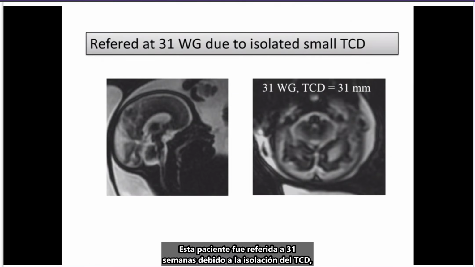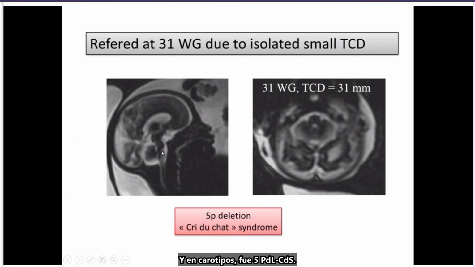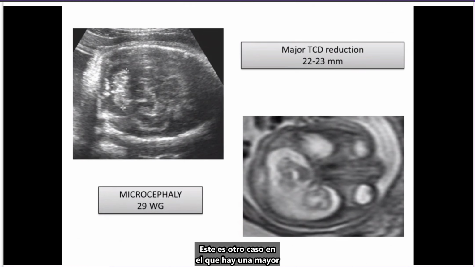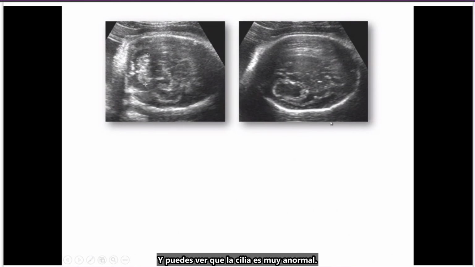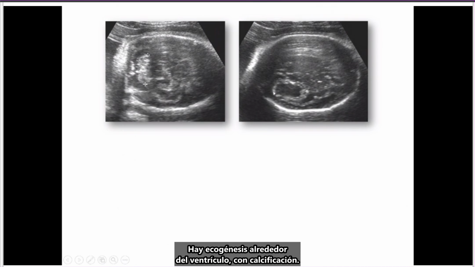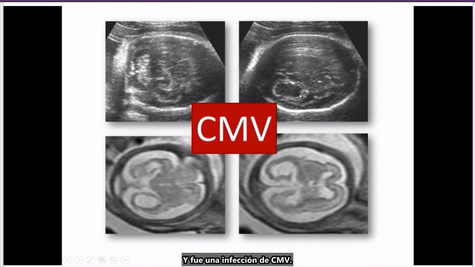This patient was referred at 31 weeks due to an isolated small TCD, but if you look here, the bulk of the pons is missing. And on karyotype, it was 5p deletion, Cri-du-chat syndrome. This is another case where there is major reduction of the TCD at 29 weeks with microcephaly. And you see that the Sylvian fissure is very abnormal. There is echogenicity around the ventricle with calcification, and it was a CMV infection.